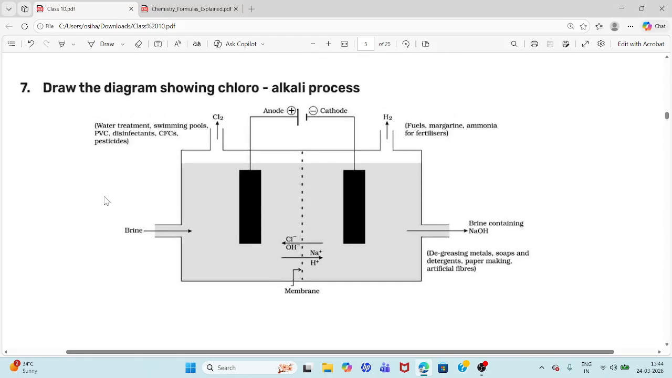And the last one: draw the diagram showing the chloroalkali process. You see here, these are all labeled. Okay, you can practice properly. So this is the chloroalkali process.